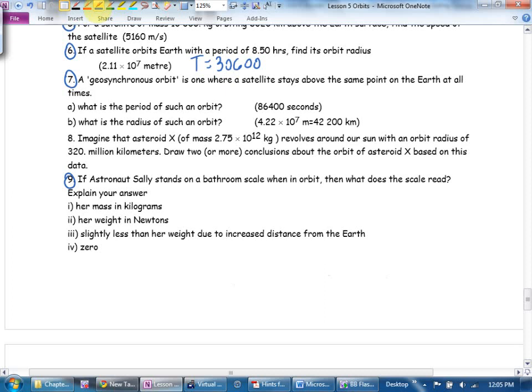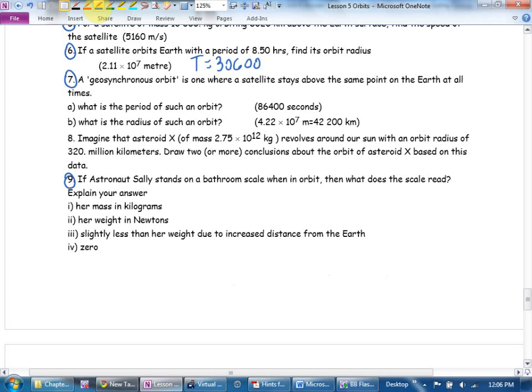Who asked number 9? Okay. Astronaut Sally stands on a bathroom scale when in orbit. Are they floating in orbit? What did we say at the beginning of class? Okay, free fall. What does a scale read? Doesn't read weight. Doesn't read mass. Jacob, what does a scale read?